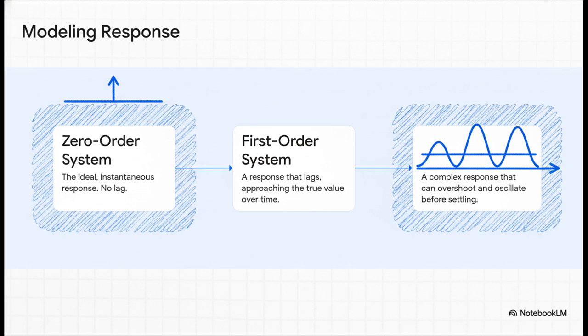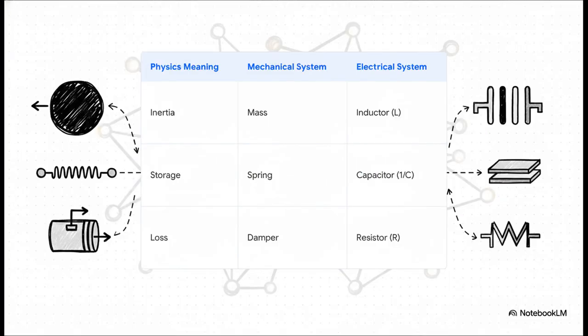Now this slide, this is where things get really cool. It shows this beautiful analogy. The physics that governs mechanical systems is a direct mirror of electrical systems. The inertia of a mass acts just like an electrical inductor. The energy storage in a spring is just like a capacitor. And the energy loss from a damper, like a shock absorber, is pretty much the same as an electrical resistor. It's the same physics, just speaking a different language.